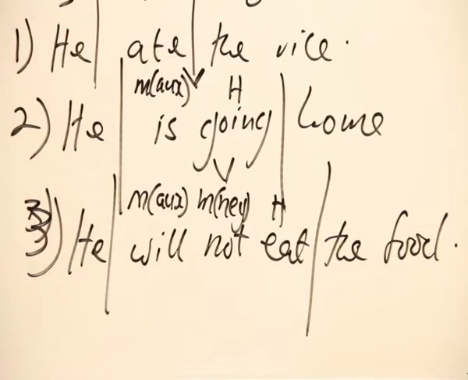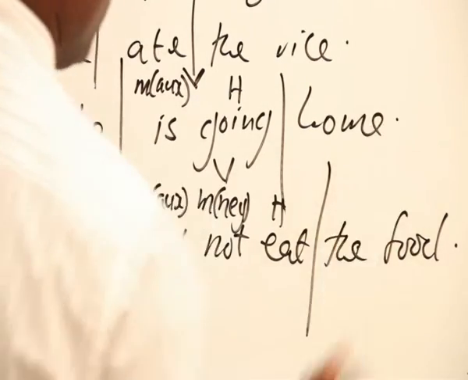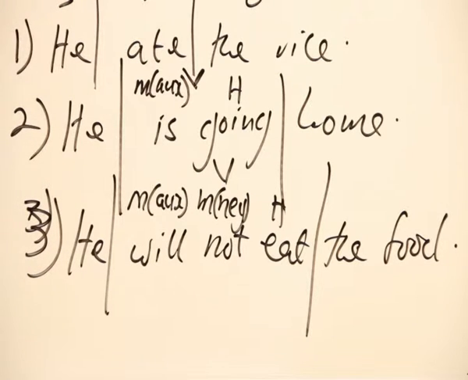So he ate the rice. He's going home. We'll have our full stop there. And then he will not eat the rice. This is the verb phrase. What is the function of the verb phrase? The verb phrase simply indicates the action in the sentence.